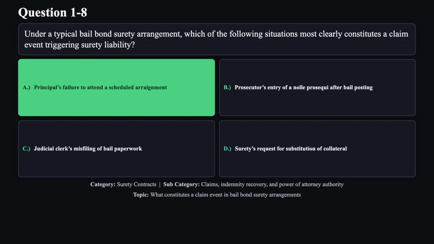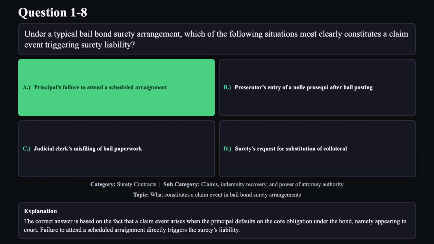The correct answer is A. The correct answer is based on the fact that a claim event arises when the principal defaults on the core obligation under the bond, namely appearing in court. Failure to attend a scheduled arraignment directly triggers the surety's liability.